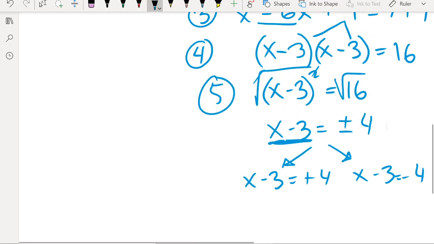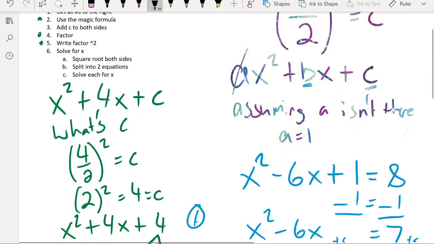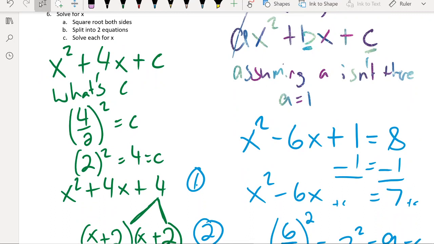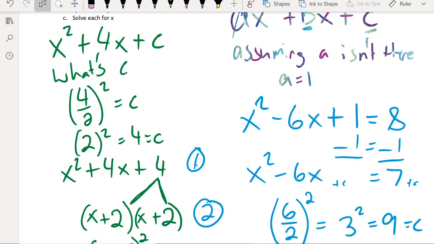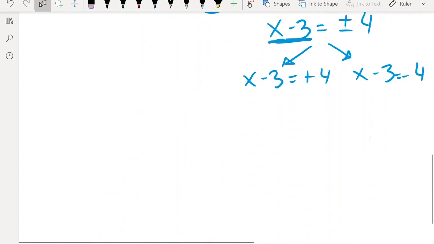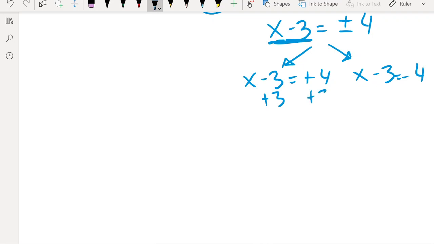Okay? So then the last final step: solve each for x. We're going to solve each thing for x. And there's only one more step here. All right, so we're almost done. I know it's a super long problem.